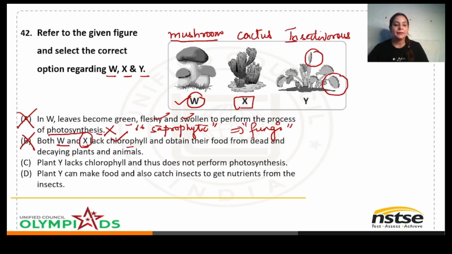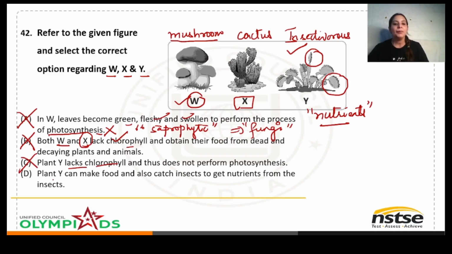Statement C says plant Y lacks chlorophyll and does not perform photosynthesis. Now let me tell you that insectivorous plants don't lack chlorophyll. They have chlorophyll. The reason is that they grow in soil which lacks many nutrients, because for photosynthesizing they need nutrients as well. So that is the reason they have chlorophyll, right? They do not lack chlorophyll. So again, this is wrong.